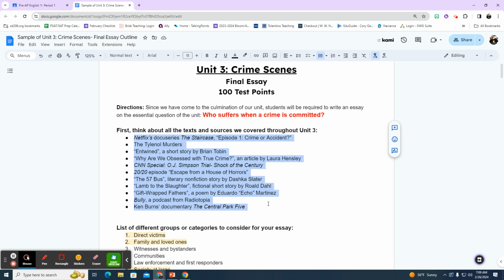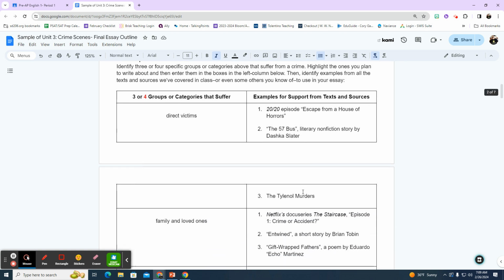But again, you can use sources that are outside of what we learned in class, but I do want to see a predominant amount of sources from this list, right?